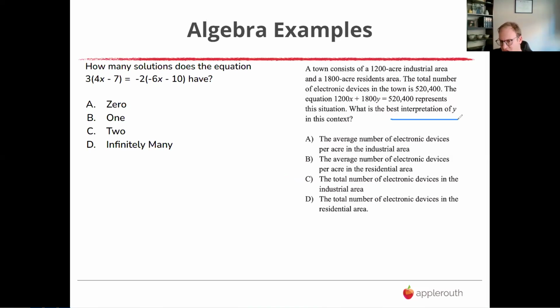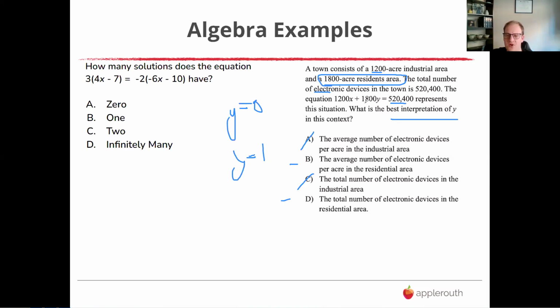Whereas for number 2 on the right-hand side, this looks like a modeling question. What's the best interpretation of y? Well, let's just plug in y is 0 and y is 1, and let's find out. So this is the number of devices. There's a 1,200 acre industrial area, so we're not talking about that. And an 1,800 acre residence area.